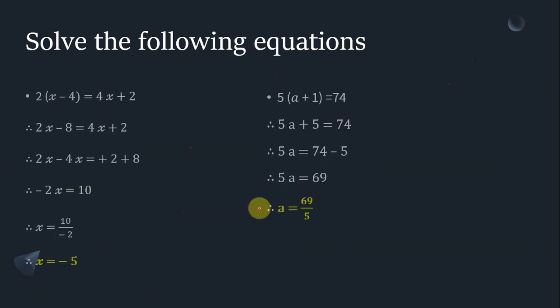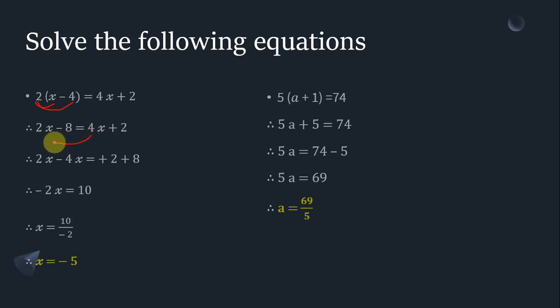This is one more example, that is 2 into bracket x minus 4 is equal to 4x plus 2. Here also you can solve it with a different method. You can take 2 this side and divide both, but we are going to do it with the simple one. Just expand this bracket, multiply these 2 with both the terms. I will get 2x minus 8, 2 4s are 8. 4x plus 2 will remain as it is.